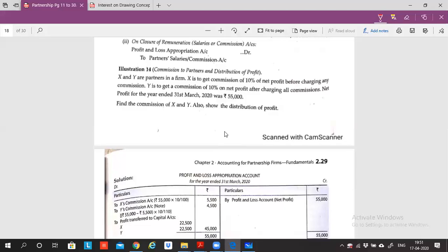X and Y are partners in a firm. X is to get a commission of 10% of net profit before charging any commission. Okay. Next, Y is to get a commission of 10% on net profit after charging all the commission.